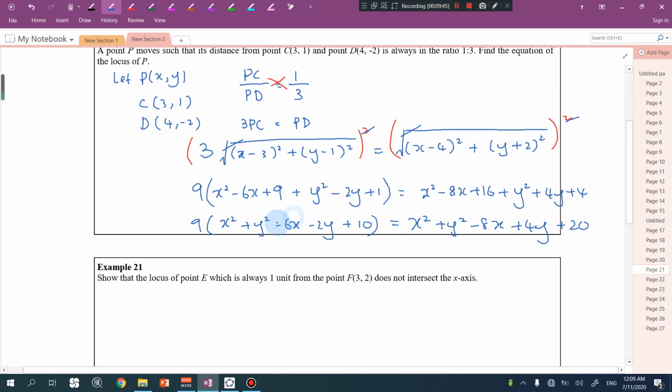Bring the 9 go in here. So you will get 9x squared plus 9y squared. 54, 9 times 6, positive times negative, you get negative. Positive, negative, you get negative. 9 times 2, 18y plus 9 times 10, 90. Okay, this side I just copy first. Okay, let me check correct or not.